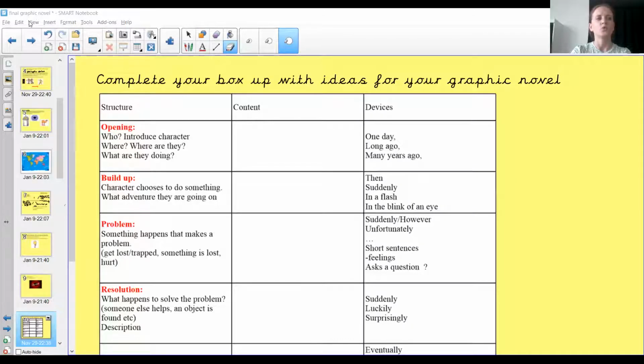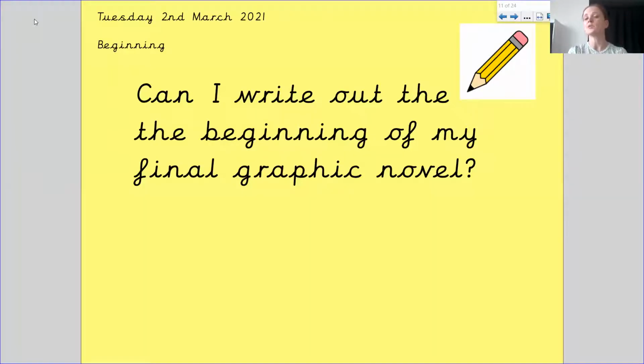So in today's lesson, we are going to be moving on from what we did yesterday, where you were boxing up your ideas. Make sure that you have hold of the box up because you are going to refer back to it today. And in today's lesson, you are going to be writing the beginning of your final graphic novel. So you're going to be using your planning sheet that you did, and you're just going to be focusing on writing the beginning today. And you may be wondering why we're giving you all week to do this, because I want you to do this properly. I want you to focus on your writing as well as the pictures of the graphic novel. So we're going to take each day and break up parts of our story.